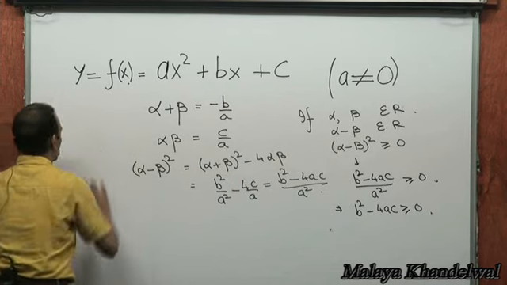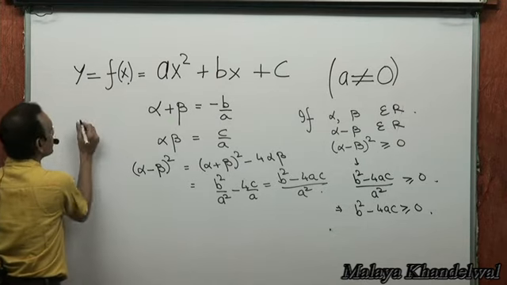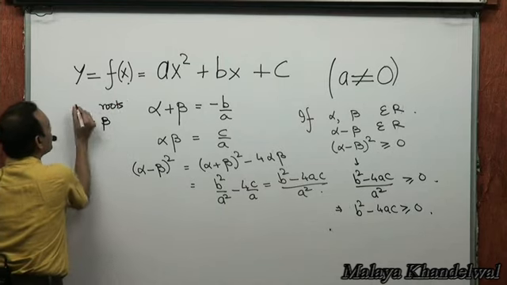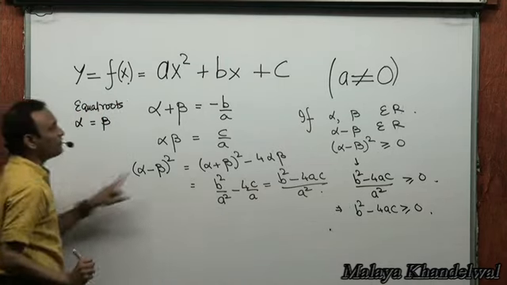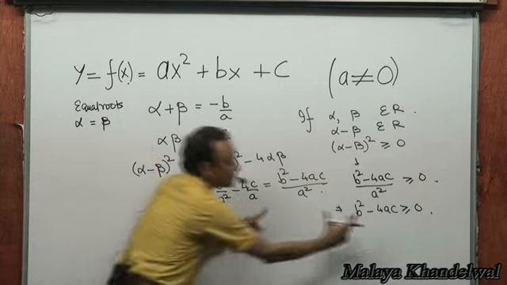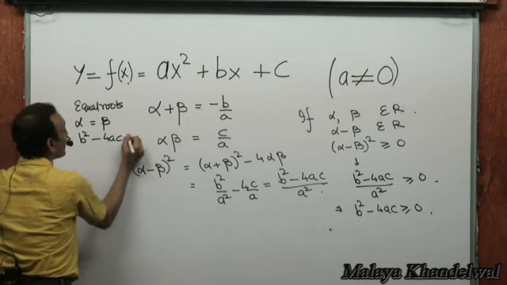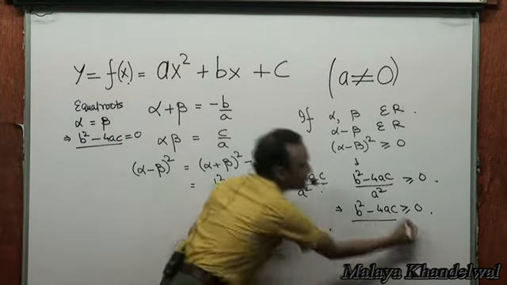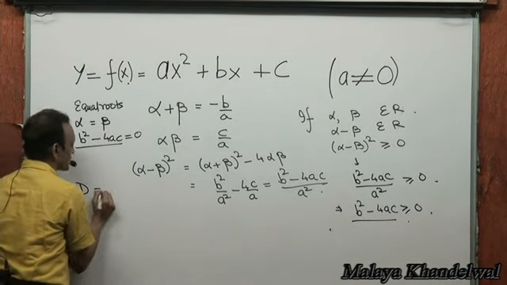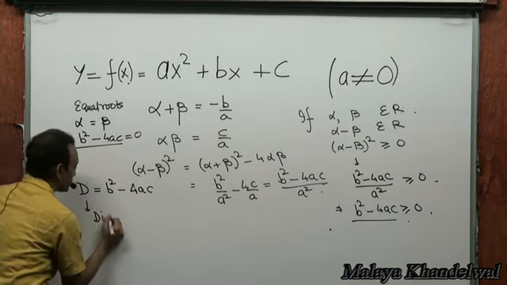In fact, these things would support what you have learnt in the past. If alpha is equal to beta, that means if the roots are equal, then alpha minus beta whole squared is 0. If alpha is beta, then b squared minus 4ac will turn out to be 0. In fact, this number b squared minus 4ac is an important entity. We call this the discriminant. B squared minus 4ac is referred to as the discriminant of the quadratic.